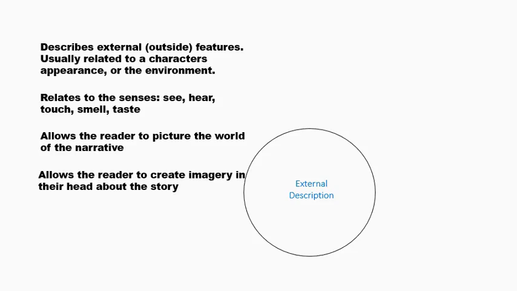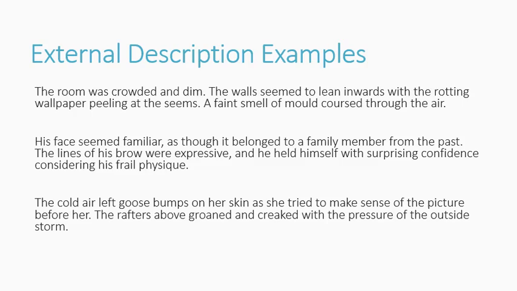If everything's happening inside a character's head and we have no idea about what's happening or what anyone looks like, we disengage really quickly. So external description is incredibly important. Let's look at a few examples.